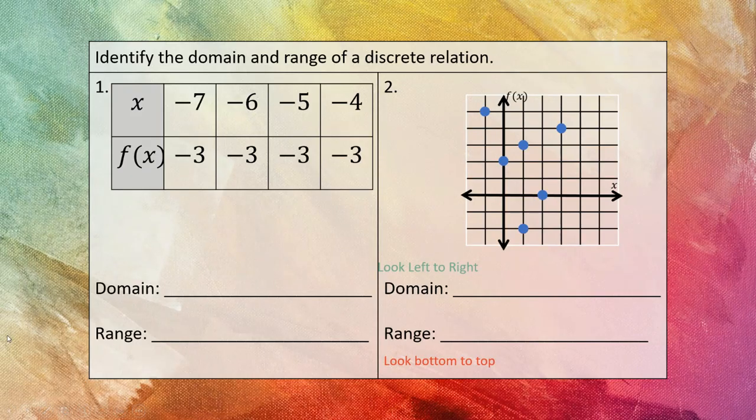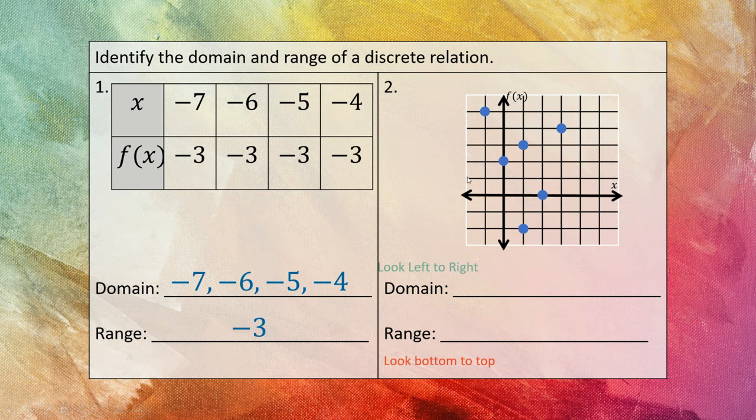So if we look here in example 1, our function is represented in a table. The domain is all of these x values, -7, -6, -5, and -4. And then our range, you can see each y value is -3. You don't have to write it repeatedly, so our range is just -3. If there's a repeat, you don't have to write it more than once.